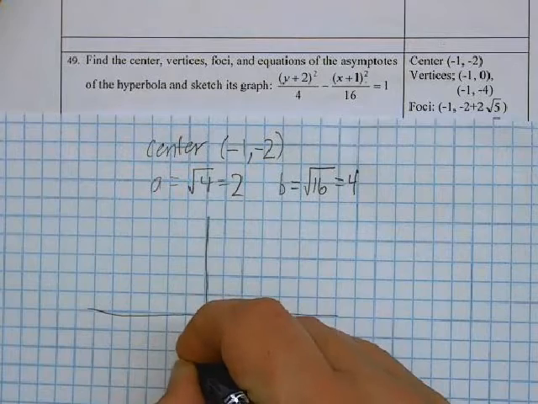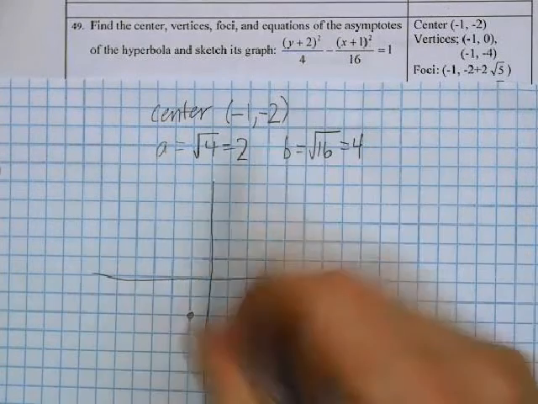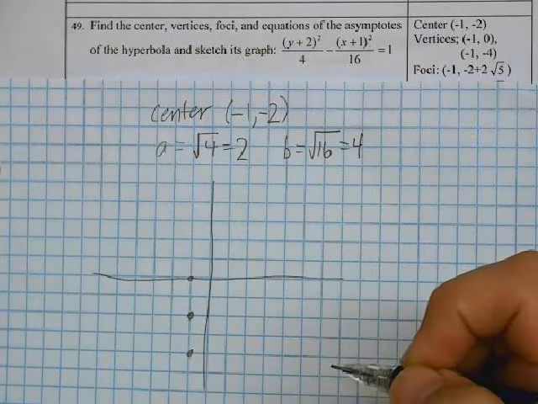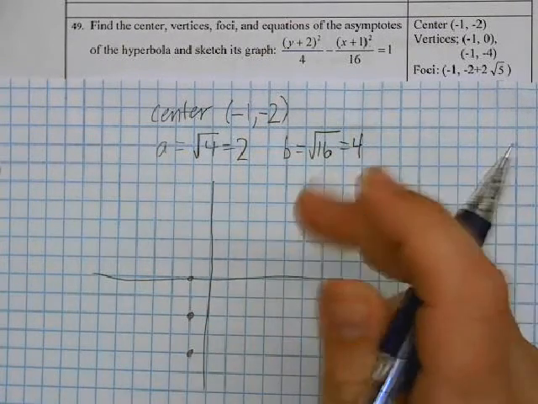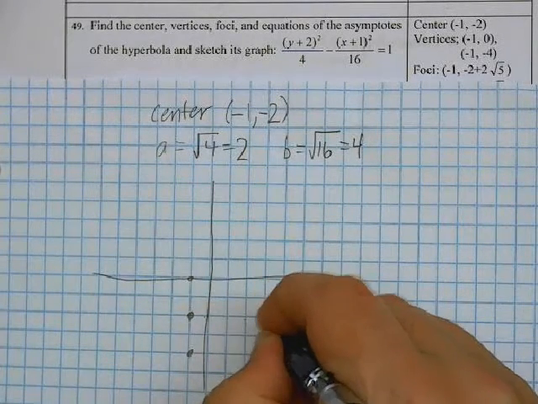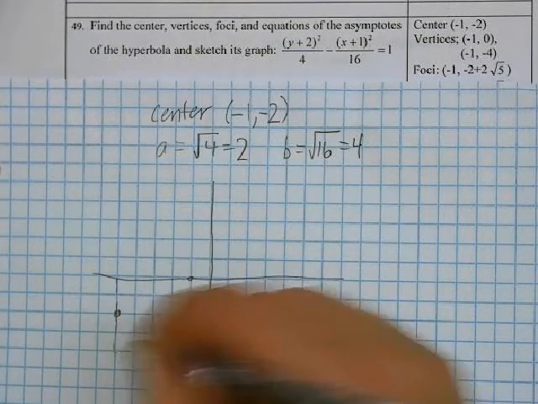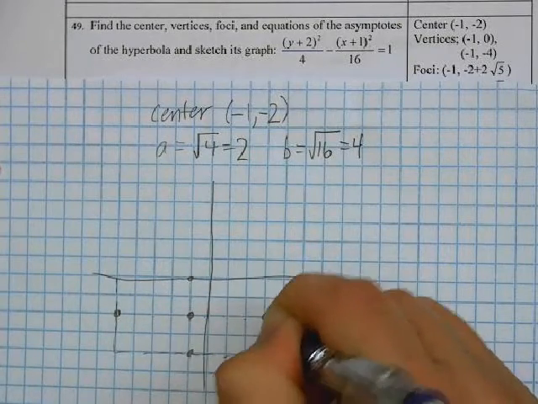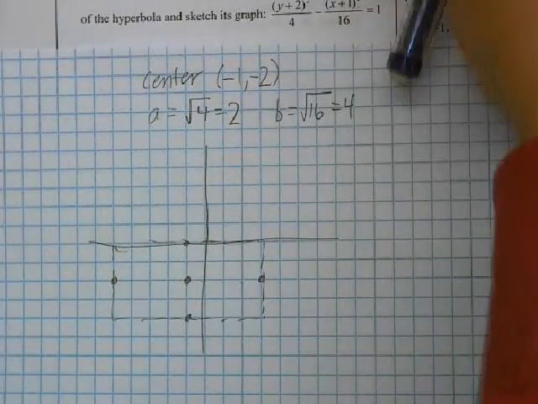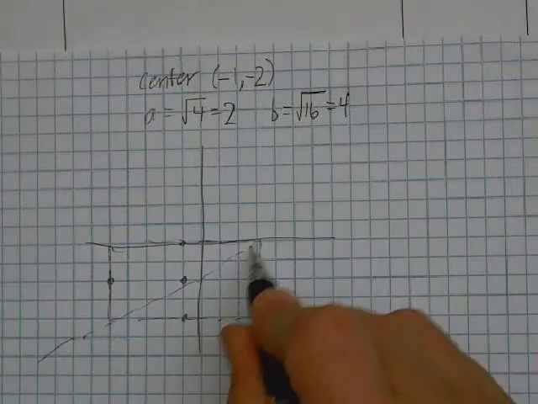So here's my center. So since the a squared is under the y, I'm going to go 2 units away in the vertical direction, and then 4 units away in the horizontal. So these I'm going to make my box. Then the asymptotes are going along the diagonal of the box.